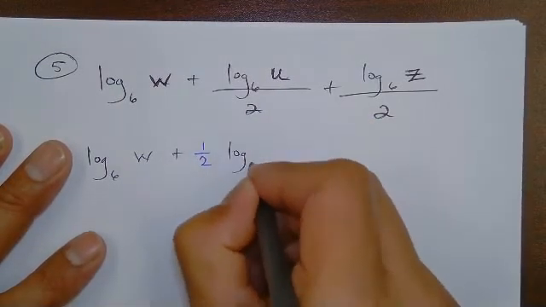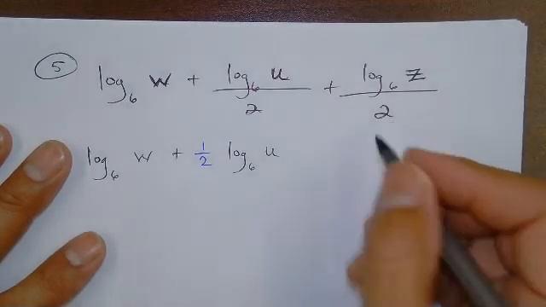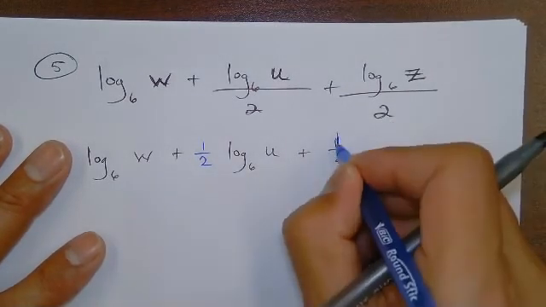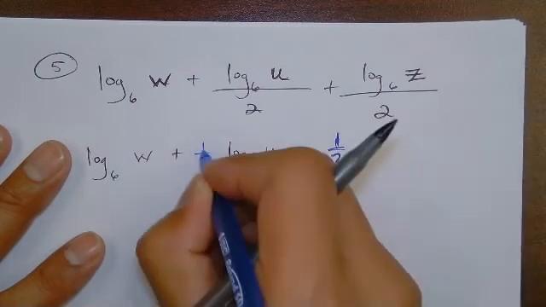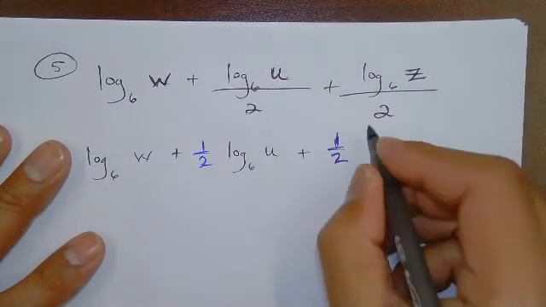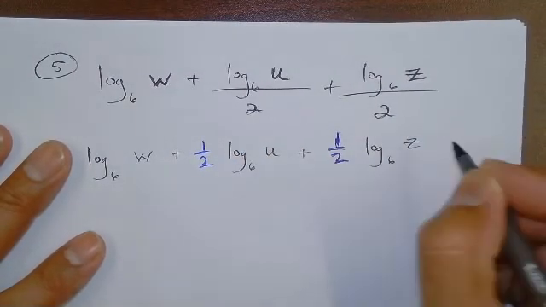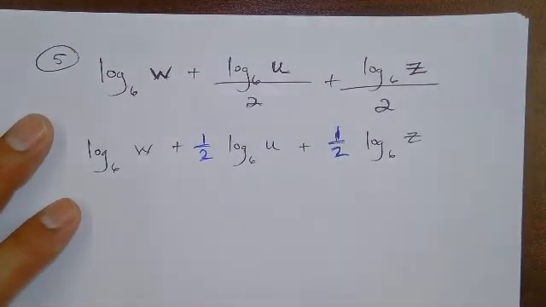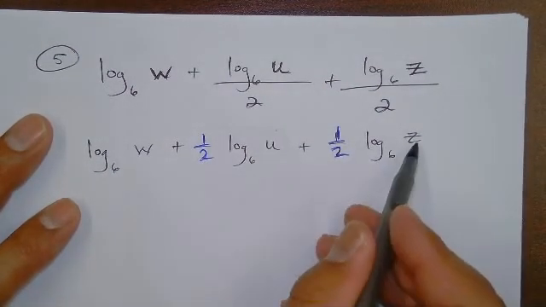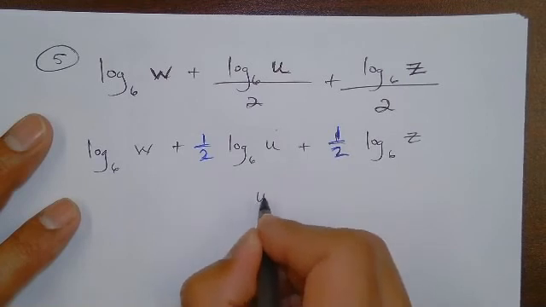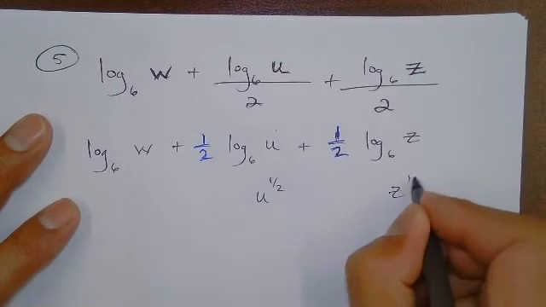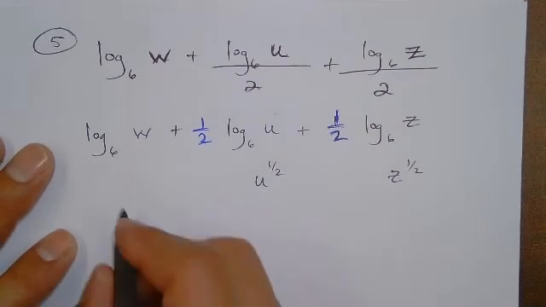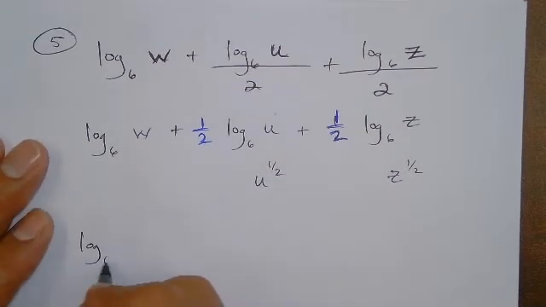I know you know in your head, but believe me, see it. You guys agree that 2 is really a 1/2? Log 6u, and that also is a 1/2. Like this one, 1/2. Log 6z. Then we know these 1/2s are going to come up, so it's going to be u to the 1/2, and that's going to be z to the 1/2.